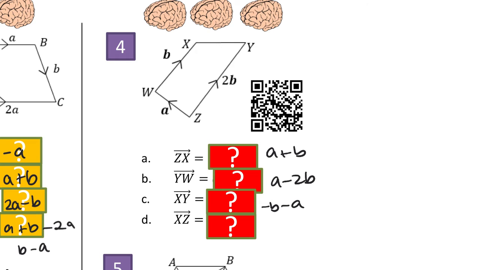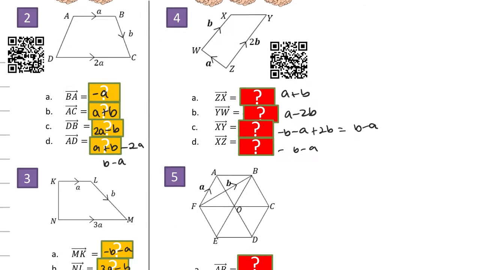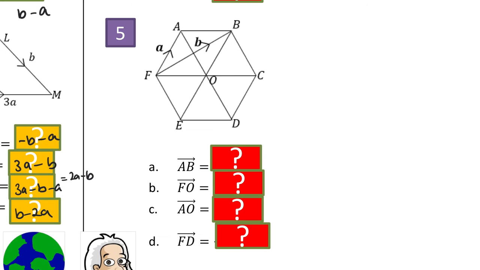Minus B minus A plus, which is B minus A. Okay, and then XZ minus B minus A. Okay, question 5. So I didn't tell you this in the question. However, this is a regular hexagon. So we know that this side is actually the same as this one.